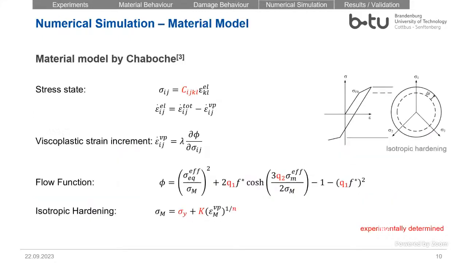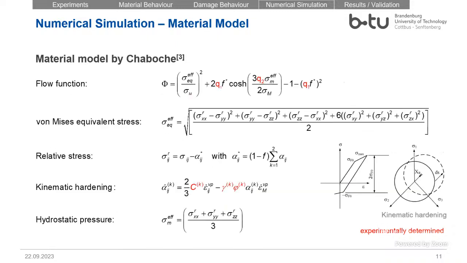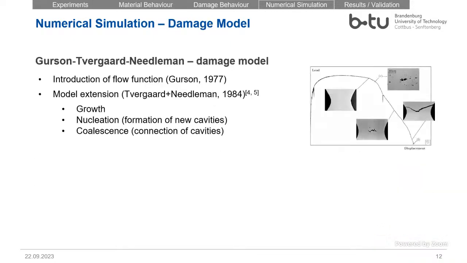And as I said at the beginning, we use the Chaboche model. This takes into account the isotropic hardening and also the kinematic hardening. And all the red parameters inside we have to determine. This model was coupled with the Gurson-Tvergaard-Needleman model. And our approach, the most important part of this work, was the following.